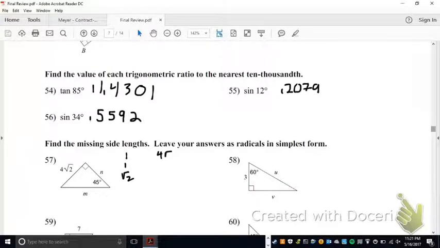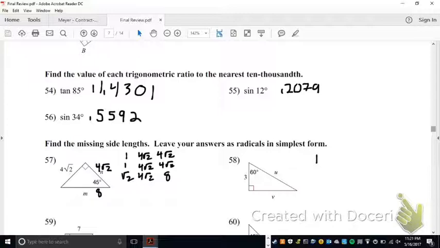There we see that opposite our 45 side, we have a 4 radical 2. That means that our scale factor is 4 radical 2. Scale factor for 1, scale factor for all of them. So that means n equals 4 radical 2, and m equals 8.